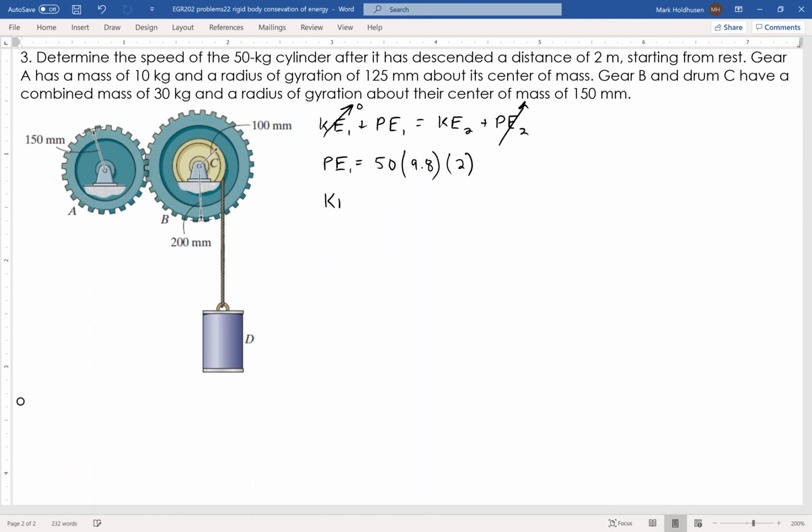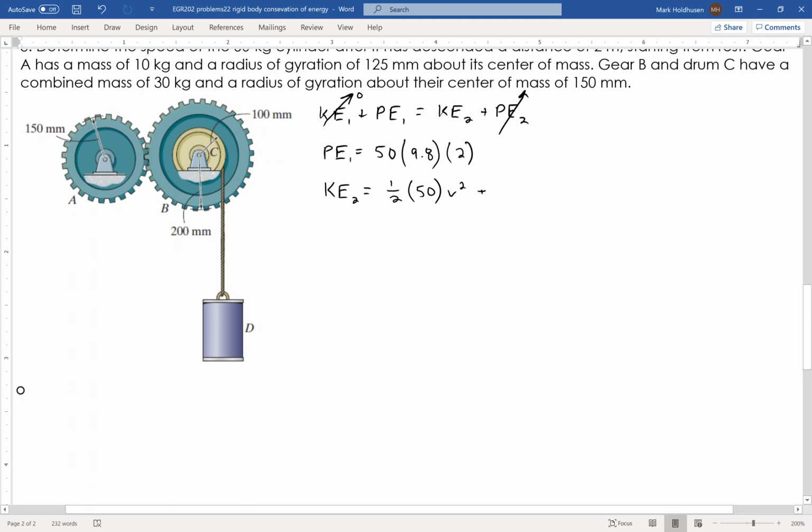KE2. Now I've got 3 things moving. I've got the cylinder, which I'm interested in knowing, so it's going to be 1/2 times 50 times v squared, 1/2 mv squared, and then I've got these 2 gears, right? We'll start with the 30 kilogram one, which has the drum on it. That's what the cylinder is attached to.